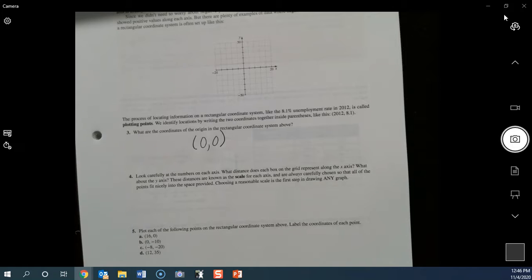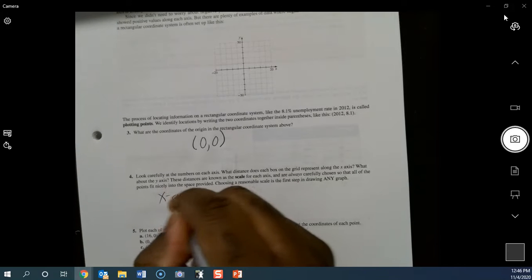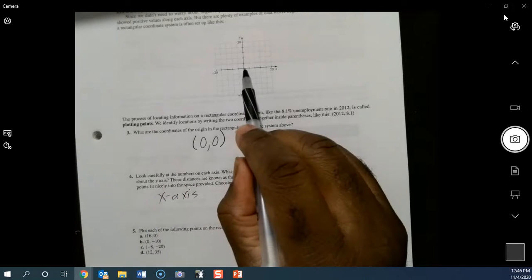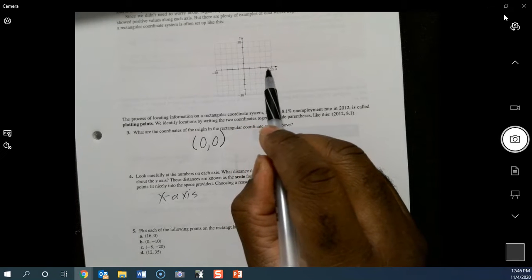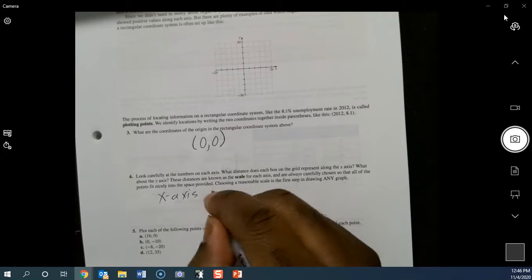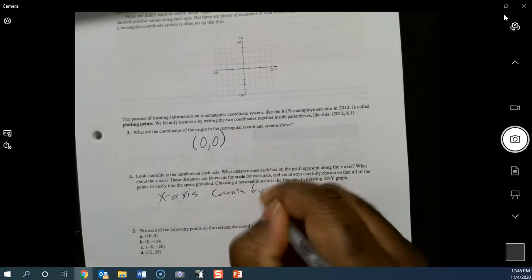Now it says here, look carefully at the numbers on each axis. What distance does each box on the grid represent along the x-axis? What about the y-axis? These distances are known as the scale for each axis and are always carefully chosen so that all of the points fit nicely into the space provided. Choosing a reasonable scale is the first step in drawing any graph. The x-axis, if you look here, this is 0, and we go to 20, and it's 5 spaces. So it'd be 4, 8, 12, 16, and then 20. So the x-axis counts by 4 units.